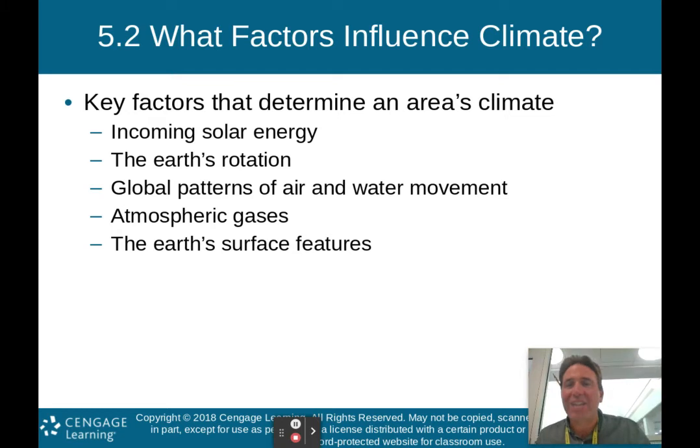Okay, so what factors influence climate? We just talked about weather.